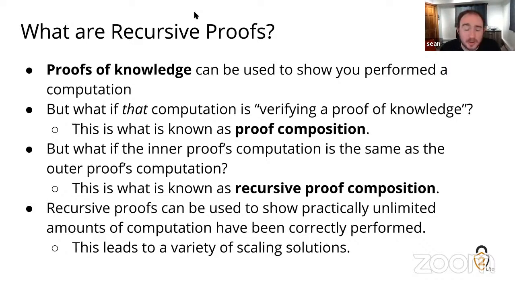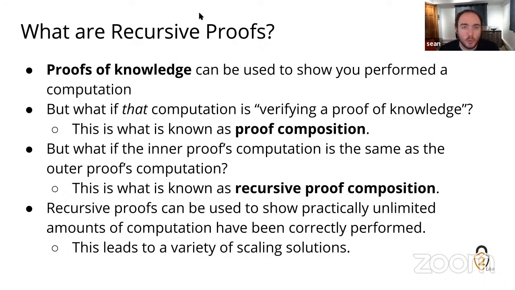So proofs of knowledge are cryptographic tools that can be used to show that you performed a computation. And we use these in Zcash. We use zero knowledge proofs or arguments of knowledge. We use these SNARKs to create shielded transactions. And you don't necessarily need the zero knowledge part. You can do a lot of really awesome stuff with just the proofs of knowledge themselves, including compressing computations and proving that you performed computations on behalf of someone else.